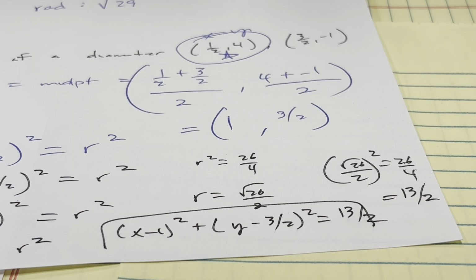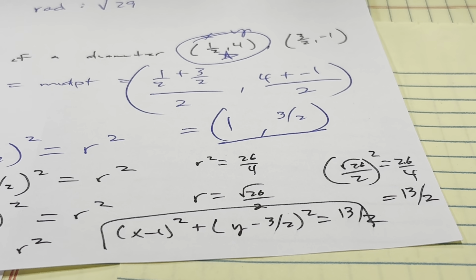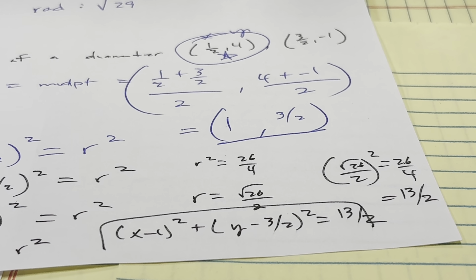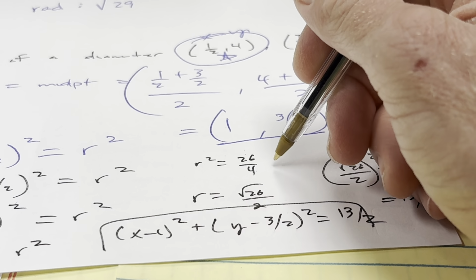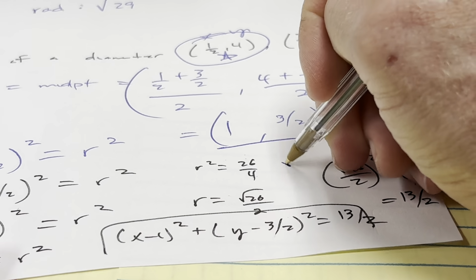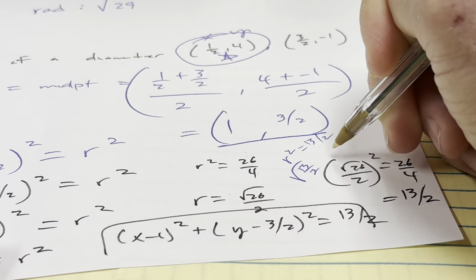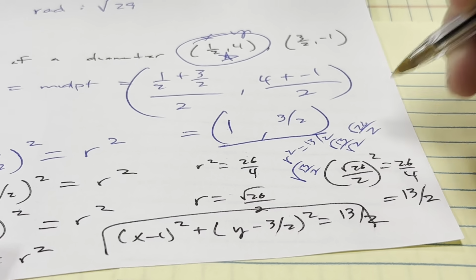Now if I wanted to know what the center was, I didn't really ask that, but the center is (1, 3/2), obviously. And what would you write as the radius? If r squared is 26 over 4, you can call it root 26 over 2, which is what you would get if you said r squared is equal to 13 over 2. You'd have to call it root 13 over root 2, which is root 26 over 2.